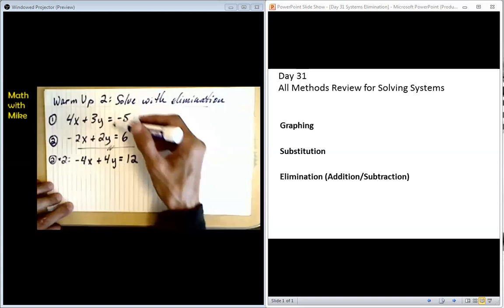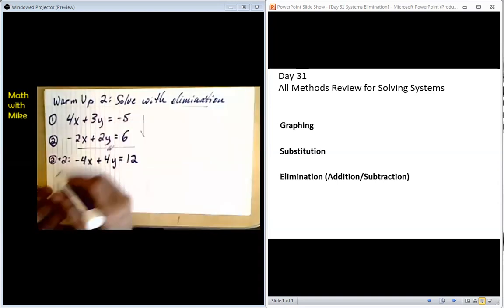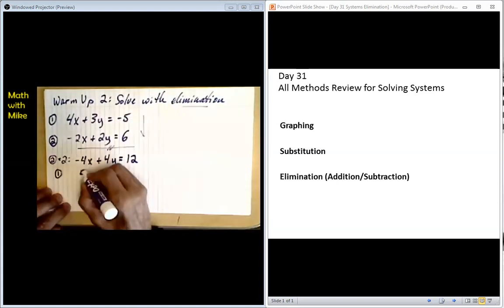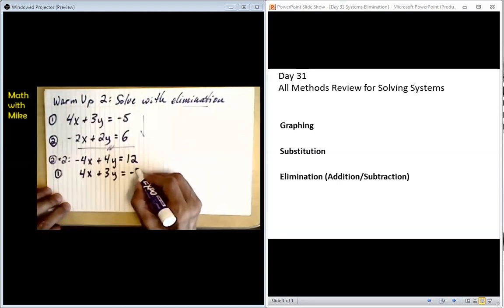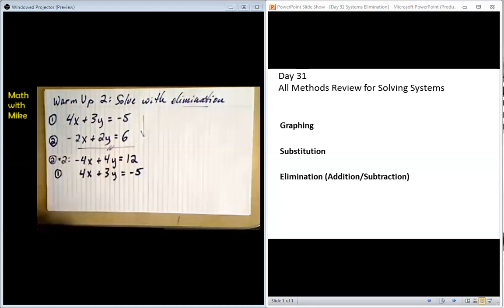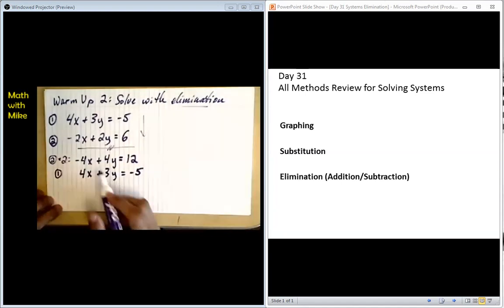These are our original equations. I'm just going to write number 1 and underneath here. See, we got 4x and we got a 4x there. That's good. One's a positive, one's a negative. It's very okay to have them one negative and one positive, because when it's like that, we add those 2 equations together.